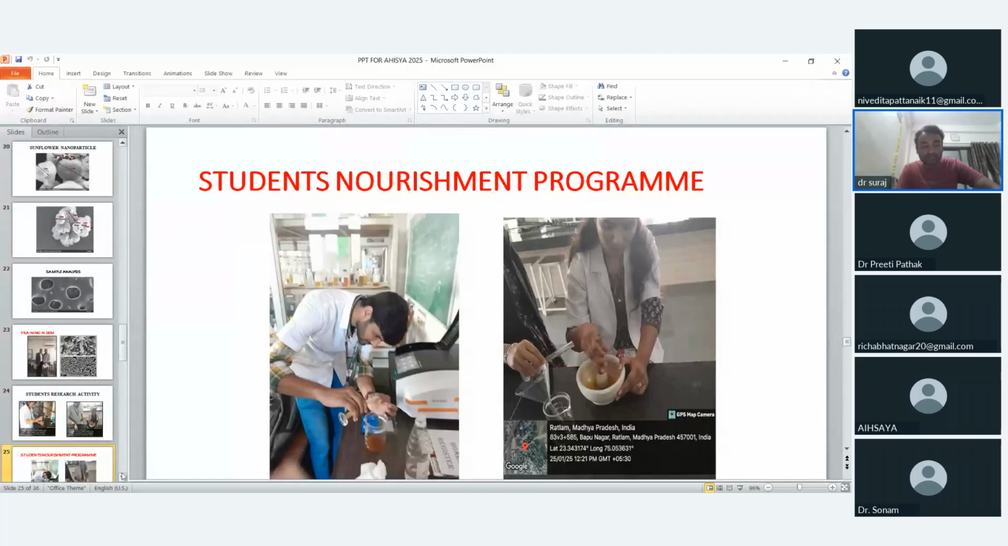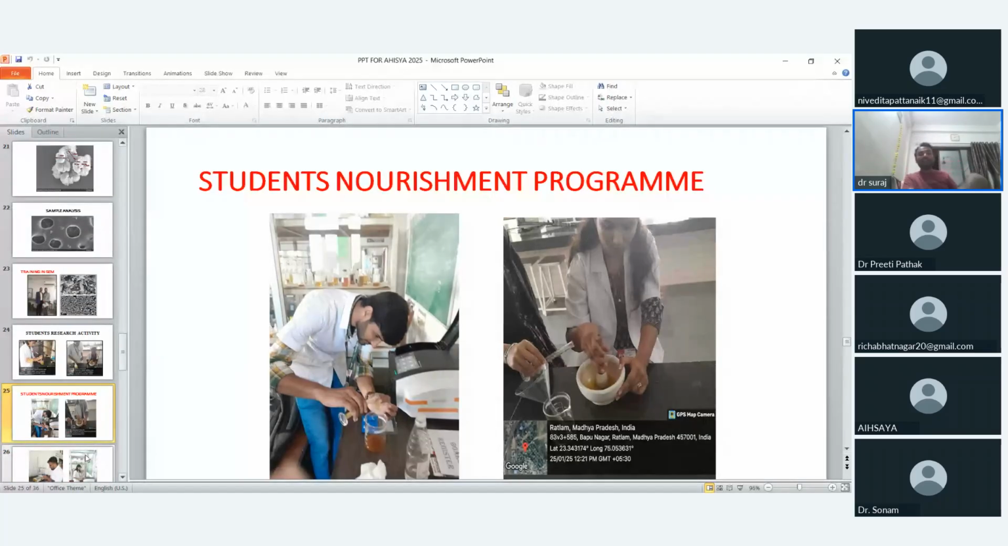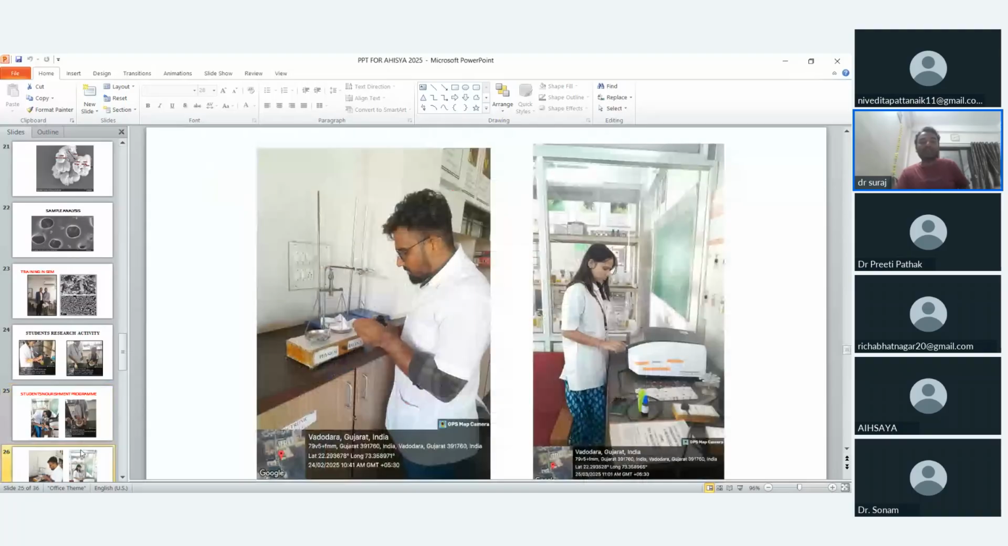Now you can see these are again our PG students from the repertory department. They prepare nanoparticles by the chemical method, because while preparing nanoparticles there are different procedures and different methodologies through which we prepare them. One of the methods is the chemical method.